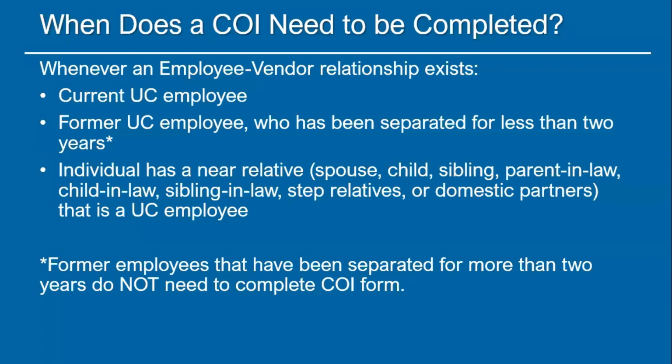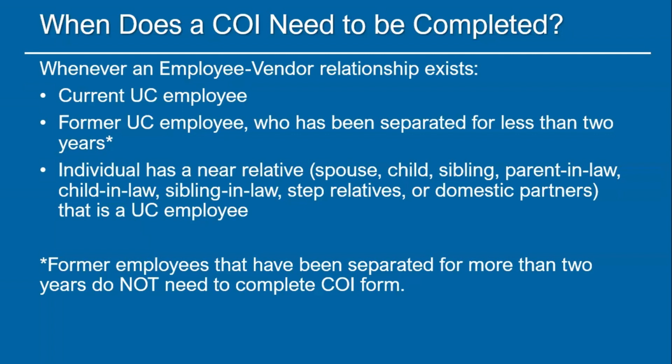Near relative is defined as a spouse, child, sibling, parent-in-law, child-in-law, sibling-in-law, step-relative, or domestic partners. Please note that former employees who have been separated for more than 2 years do not need to complete the COI form. This COI form must be completed if UCI is providing any type of payment to a company or individual that qualifies for this type of relationship. For the purposes of this video, we will refer to suppliers, vendors, payees, and subrecipients as the supplier.